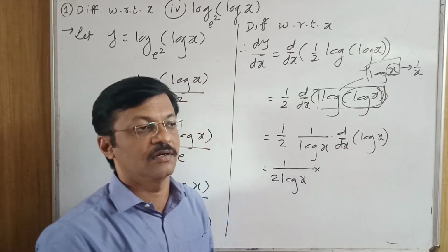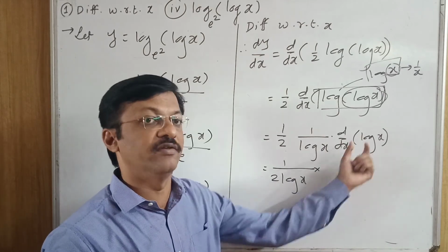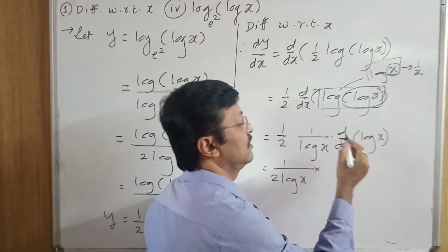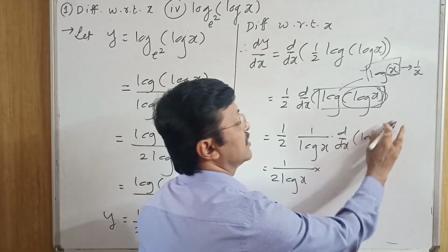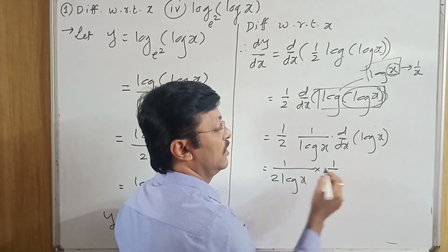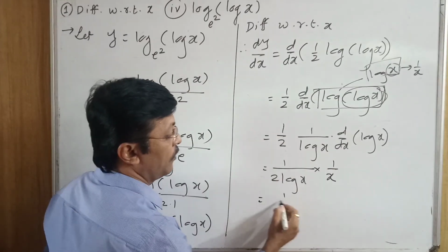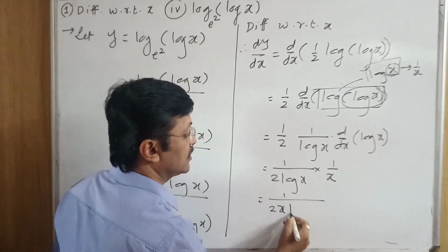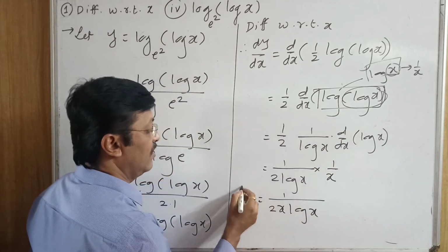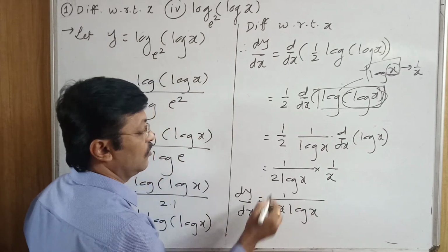Now this is not a composite function, it's a standard function. Its derivative is directly known. Log of x, its derivative is 1 upon x. So I need not write it in the chain form. It's directly written as 1 upon x. So you can finish this as 1 upon 2x log x. So dy by dx is equal to 1 upon 2x log x.